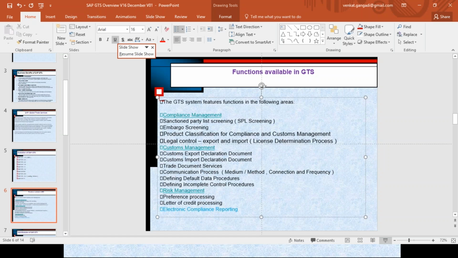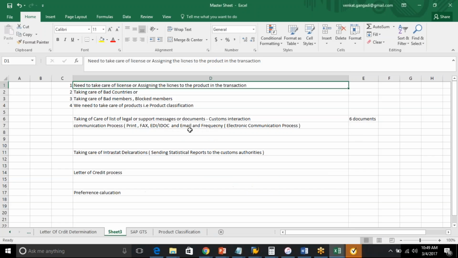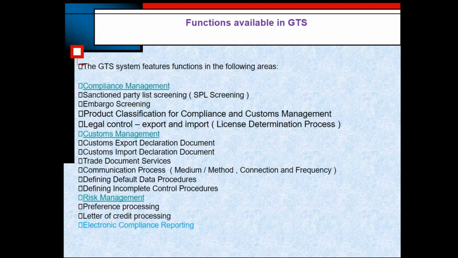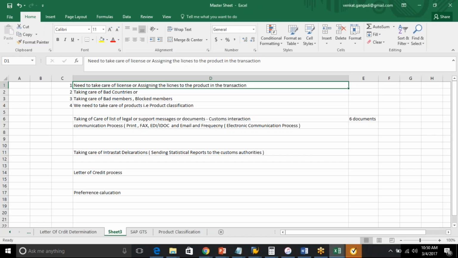So that means the first business requirement we discussed is going to be taken care of by the legal control import and export, which is also called the license determination process of compliance management. You understood? One of the functionalities available in compliance management will help to fulfill one of the regulations in the international trade process. And then what is the next thing?